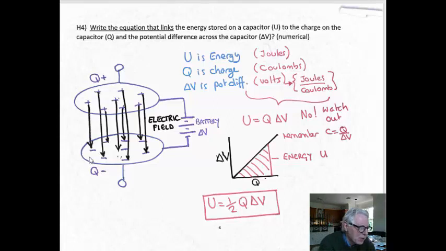I'm trying to define my terms here, so I say U is energy and Q is charge. Do I mean charge positive, charge negative, both not worrying about the signs, or the sum of the charges? I get different answers for all of those, so I need to be clear about that. And delta V is the potential difference.